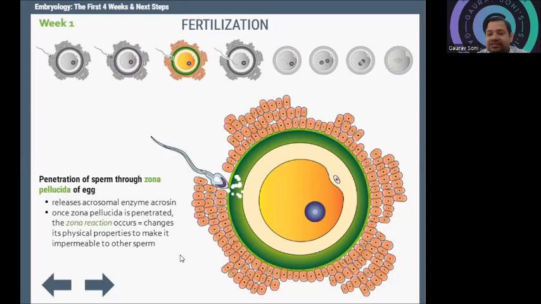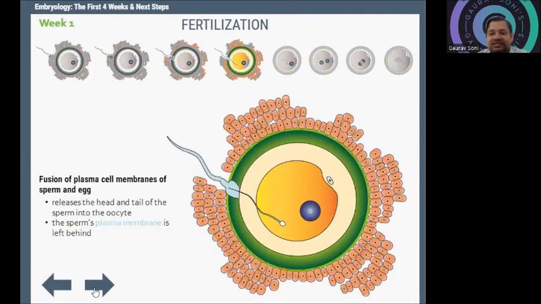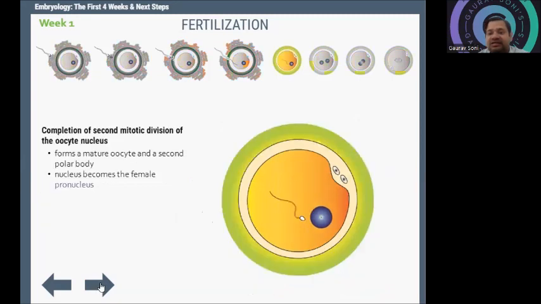In the meantime, something is going to happen in the ovum also. We all know that the ovum is in the second metaphase stage, which will be continued from here. It will form the different processes like we can see now. Then there will be the fusion of plasma cell membranes of sperm and egg, which releases the head and tail of the sperm into the oocyte. The sperm plasma membrane is left behind. It will not take part in further process.